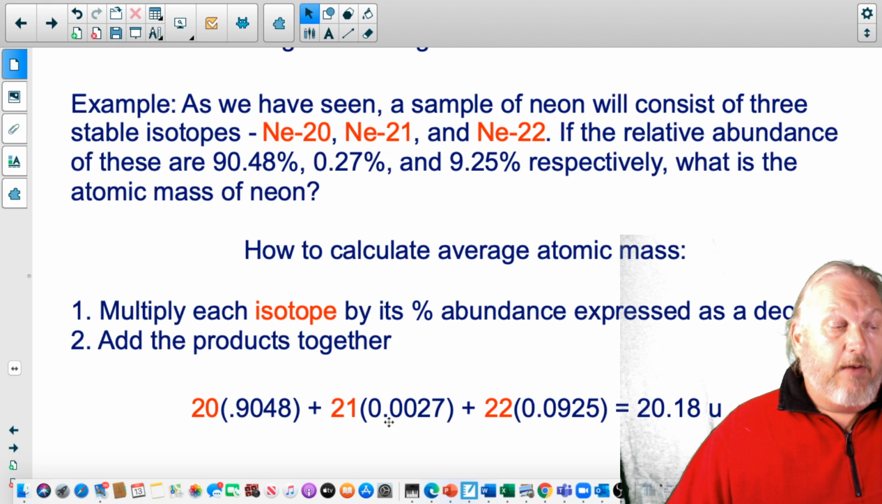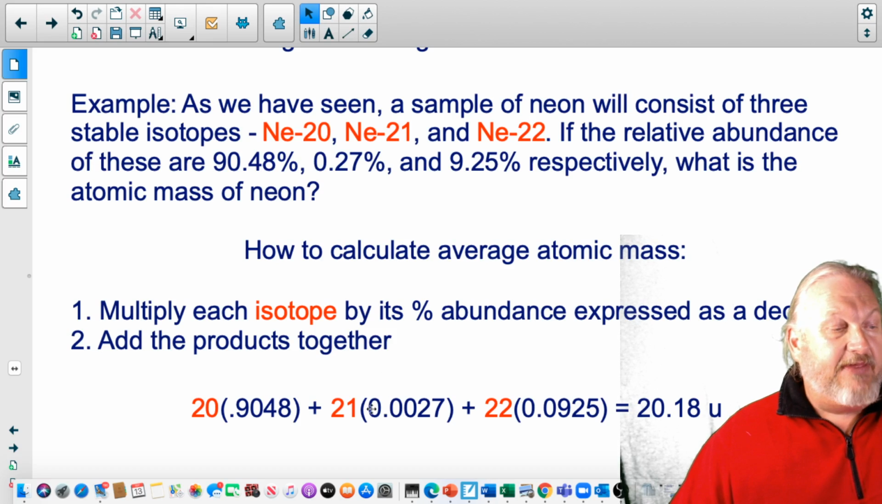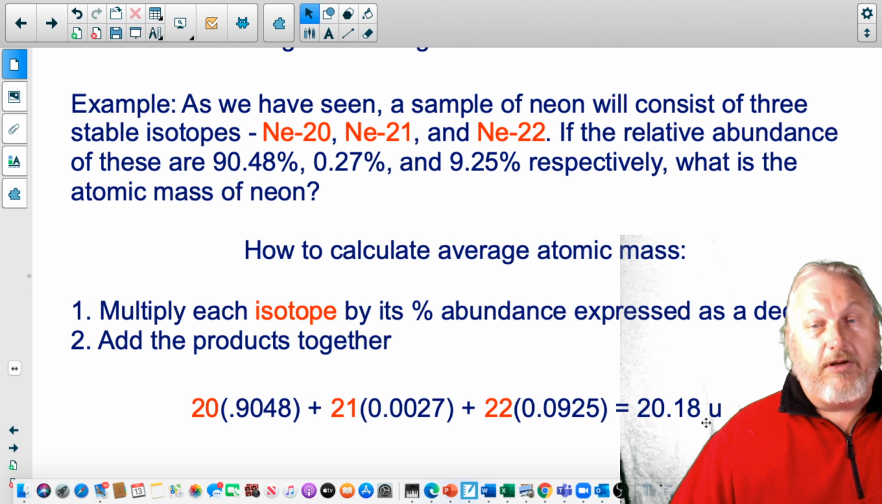Neon-21 we know is 0.27% found in nature. Divide by 100 and we get 0.0027. Neon-22 is 9.25%. Divide that percentage by 100 and we get 0.0925. Multiply that by 22. So what we're doing is taking a weighted average. We add the products together, we sum them, and if you calculate this, you're going to get 20.18 AMU.